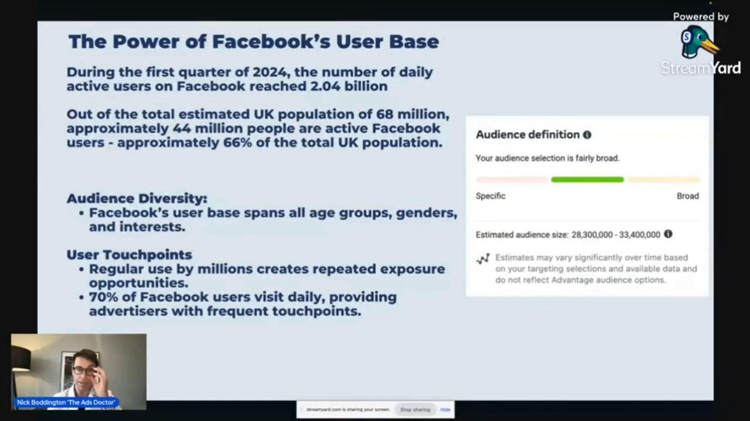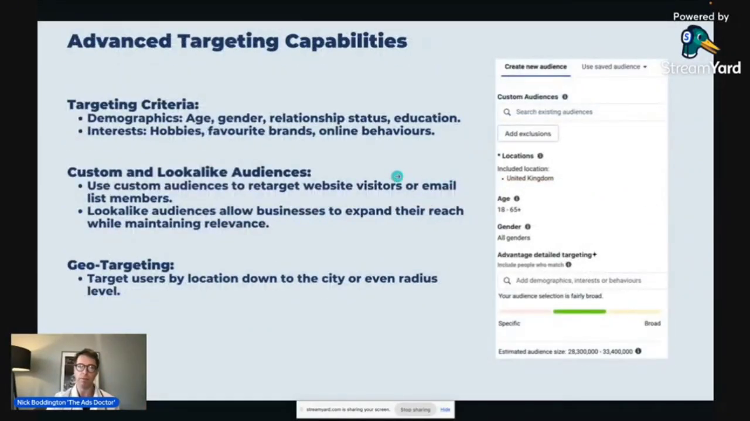There are 68 million people on Meta, 44 million are active on Facebook, approximately 66% of the total UK population. The audience diversity, which we'll see today: we can look at age groups, we can look at genders, and we can look at interests. But we can also look at lookalikes, etc. User touch points: regular use by millions created repeated exposure opportunities. 70% of Facebook users visit daily, providing advertisers with frequent touch points. Now, when I say Facebook, that includes Instagram. Unless you turn it off, your ad will go to both platforms.